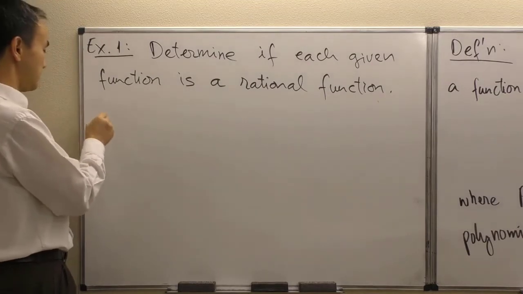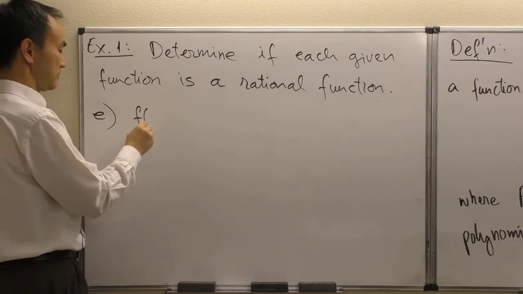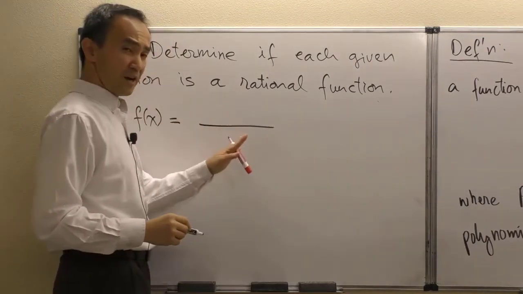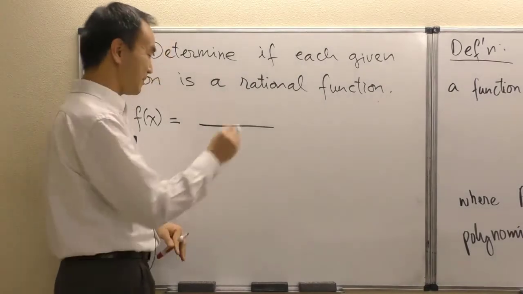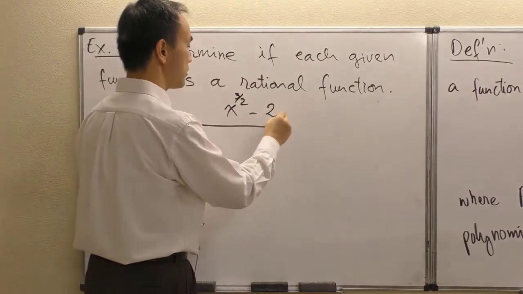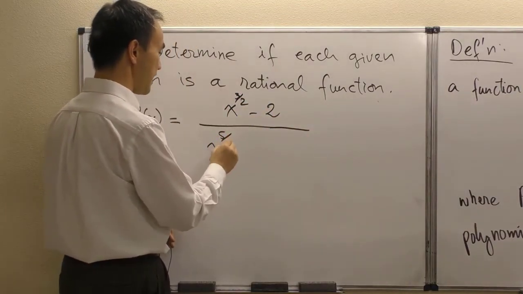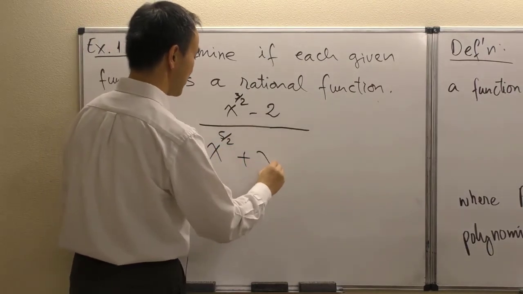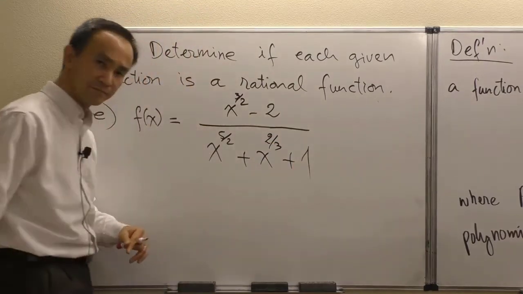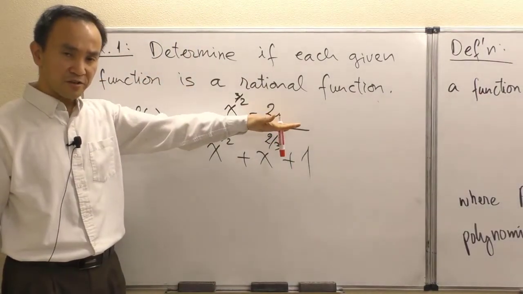All right, so in part E right here, now I can write down the following function. How about f of x equals, I'm about to draw a fraction bar. How about x to the 3/2 power minus 2, and I'm dividing that by x to the 5/2 plus x to the 2/3 plus 1. Okay, so clearly it has a fraction.